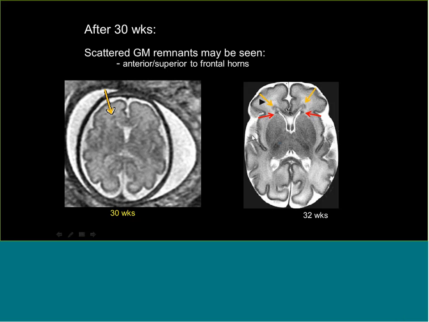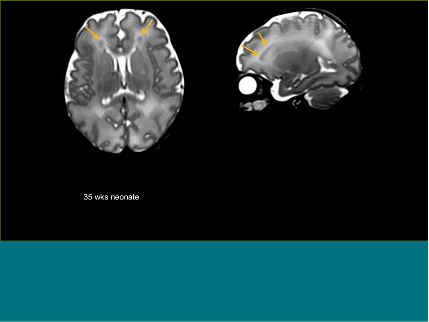Are they still proliferating, or is it? They may be. I would assume so, because they're there for a good 10 weeks. So I'm sure it's not just neurons that are waiting to migrate. I would assume that there's still proliferation and migration going on together. Here's a 35-week neonate. You see those.